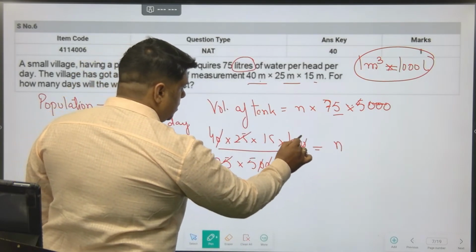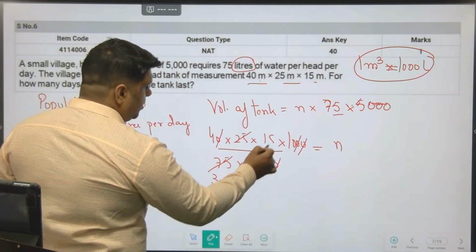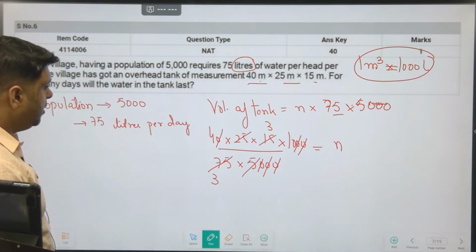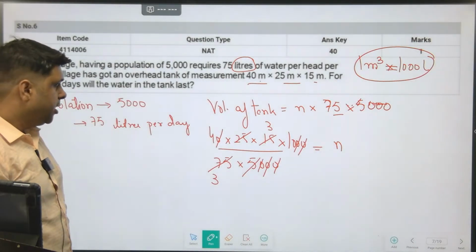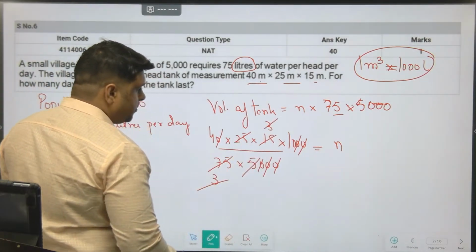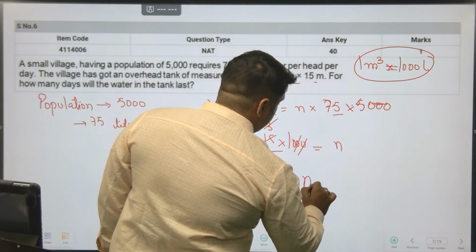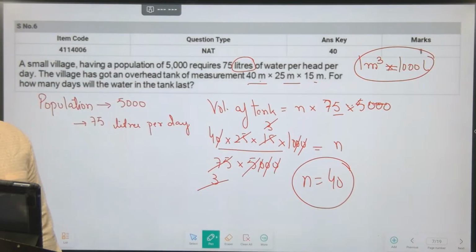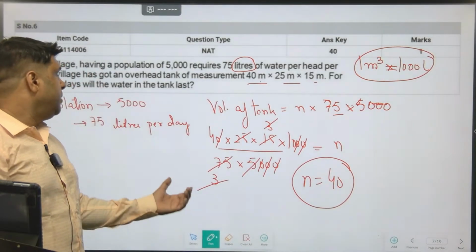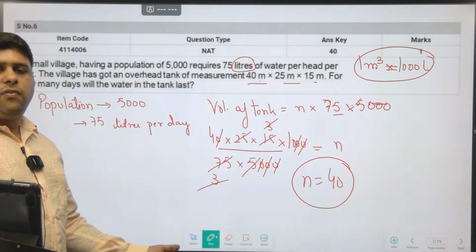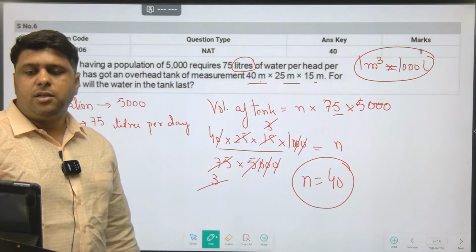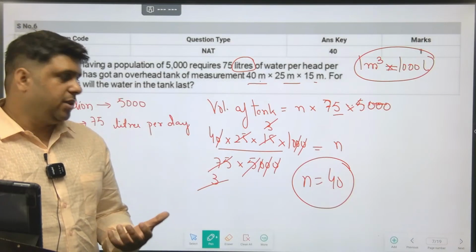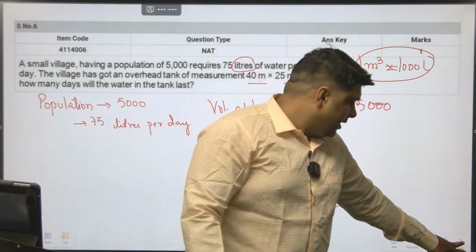So this 0 cancelled out. We are left with the 5, 3. So we are left with only 120 by 3. This 3 will cancel out, so we are left with only 40. So n is 40, so 40 days. The answer of this question is 40 days. So after 40 days, the water will be consumed by 5000 people. Okay, see the next question.